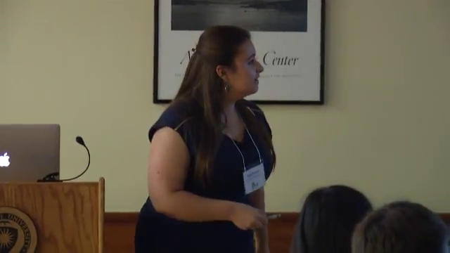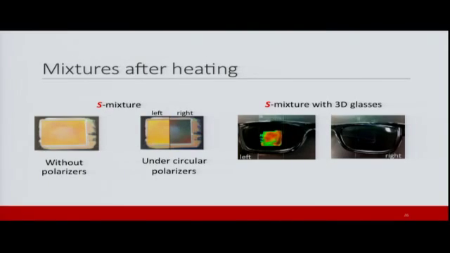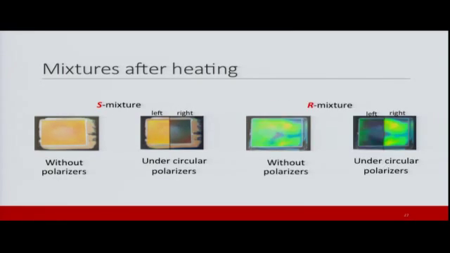So as you can see on this picture, there is another S mixture, but it's the same mixture through both of the lenses of 3D glasses. It's not two different glass slides. As you can see, students could see the mixture only through the left lens of the 3D glasses, just like here, and not through the right. Opposite observations students could make for the R mixture, where the light was transmitted only through the right circular polarizer, and not through the left.